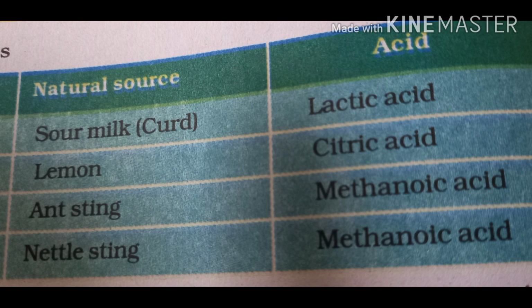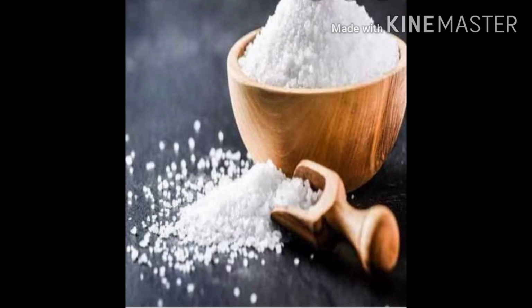By this, we come to the end of the chapter Acids, Bases, and Salts. I hope you have understood each and every topic of the chapter. There are some easy topics and some you will find difficult to understand. I will ask you to read the chapter again and again to understand it better.